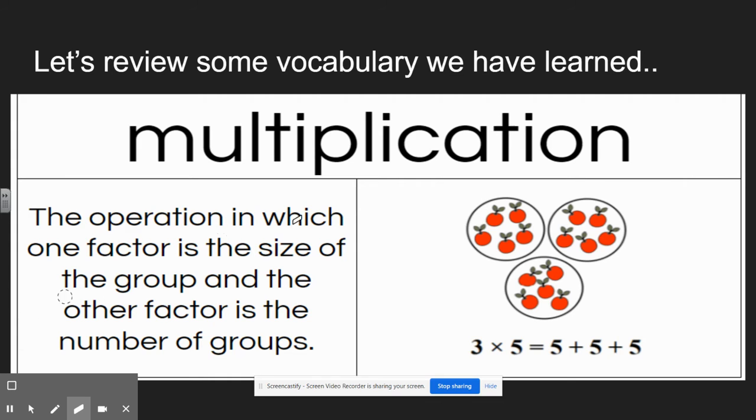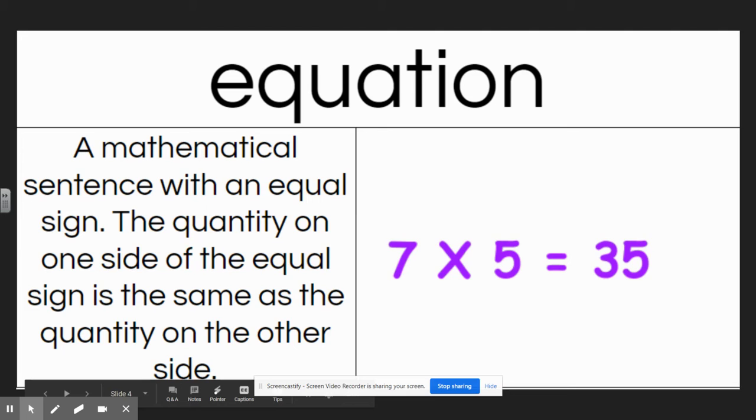Okay, moving on. Also, we have equation. An equation is a mathematical sentence with an equal sign. The quantity on one side of the equal sign is the same as the quantity on the other side. So 7 times 5 equals 35. 35 is 7 5 times or 5 7 times.